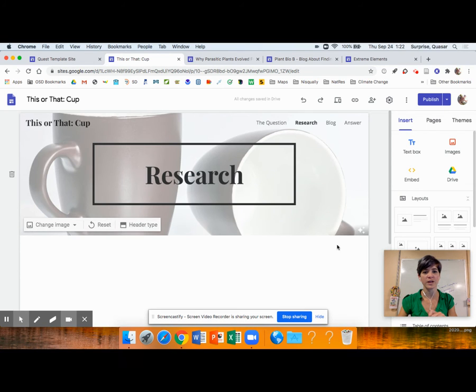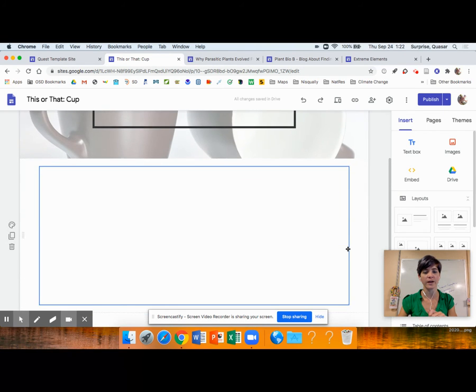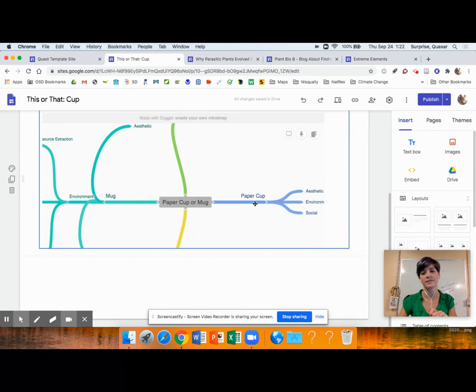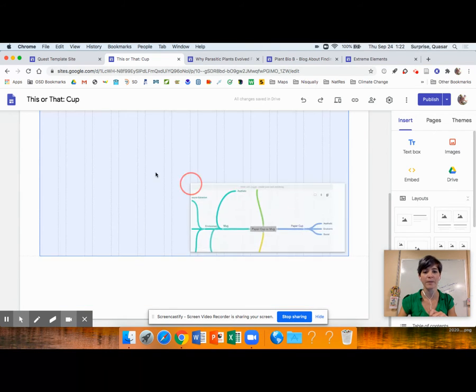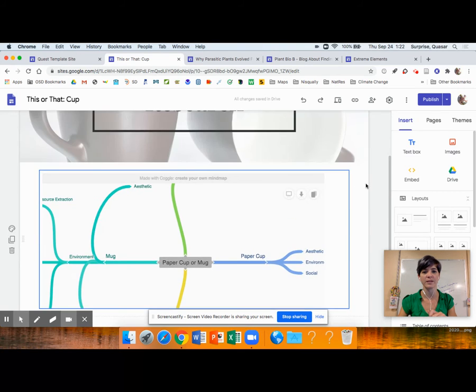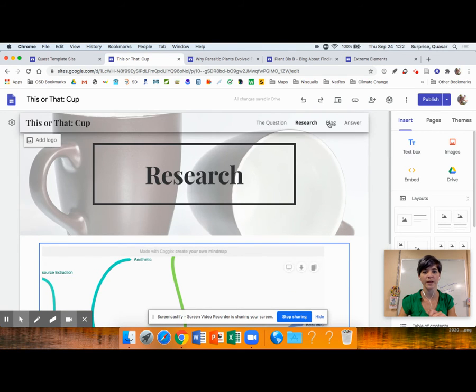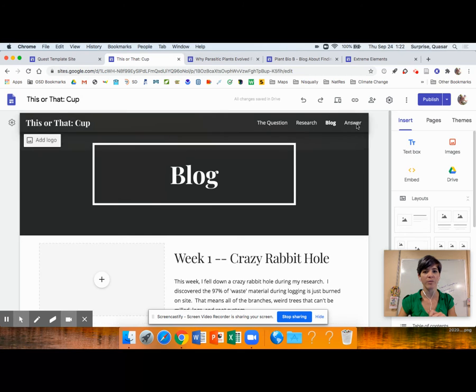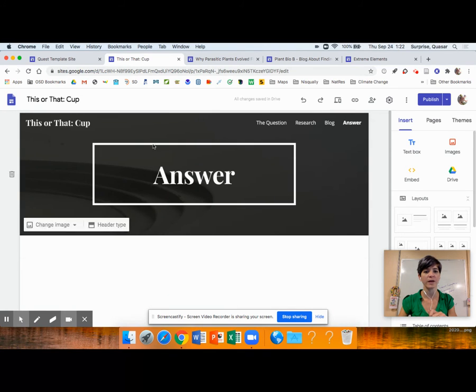The research is, again, going to look like a Coggle map, which doesn't have to be Coggle. It's going to look like a mind map, which looks something like this, but more complicated, more complex as you go. You're going to have a blog page, like what crazy rabbit holes you fell into, and then you'll answer and link to your project on the answer page.